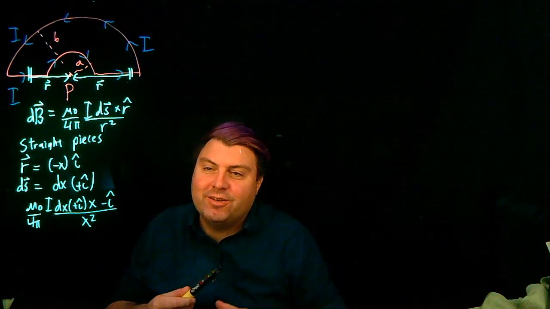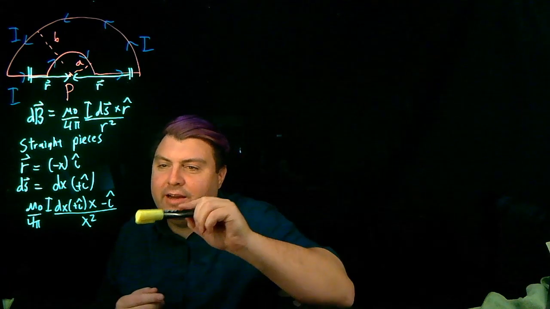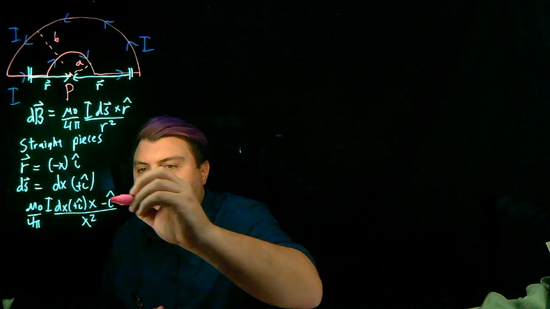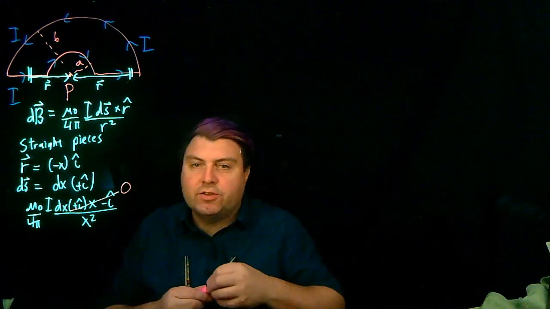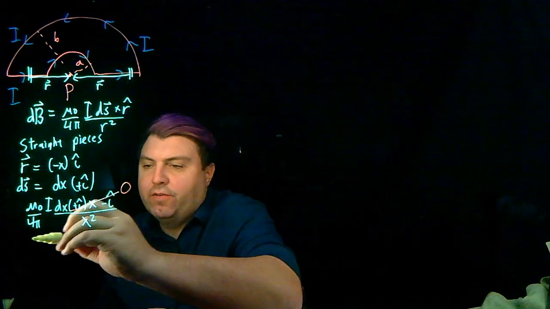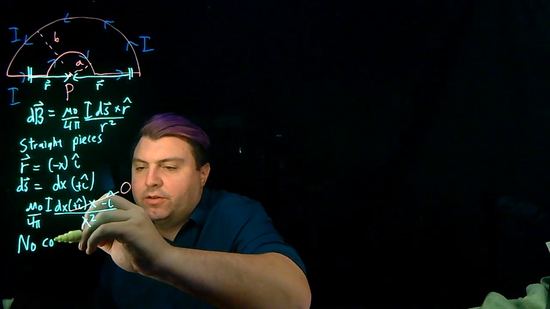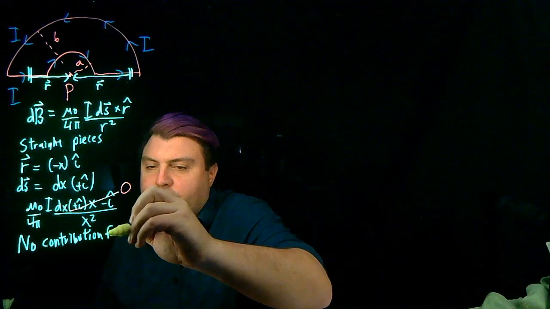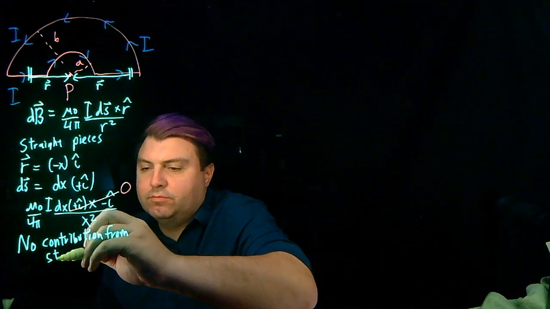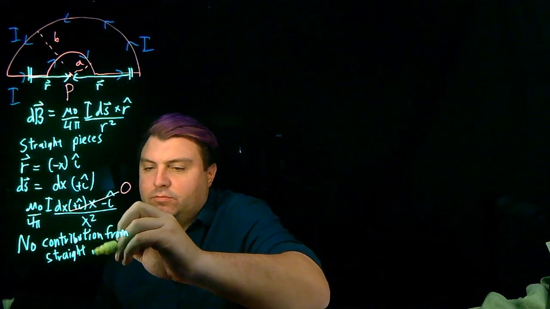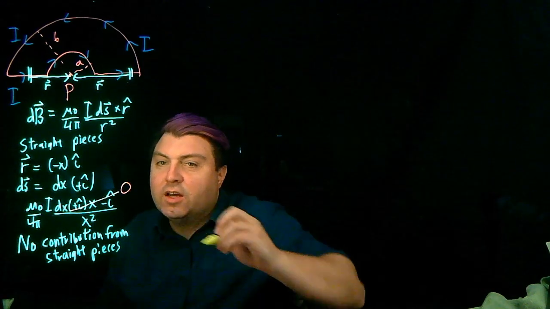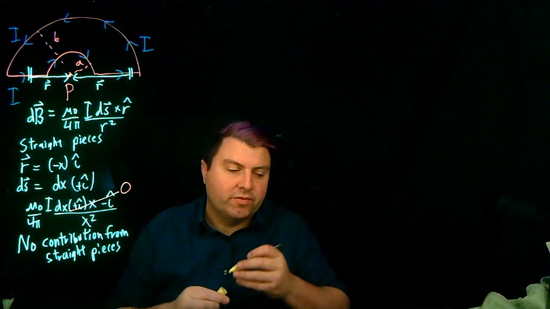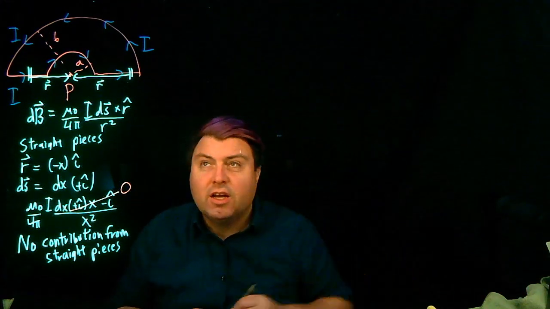Why is this interesting? Why is this cool? Well, i hat crossed with i hat or i hat crossed with negative i hat is 0. So we have no contribution from the straight sections. So we only have to worry about our inner curve and our outer curve sections. So let's look at those.